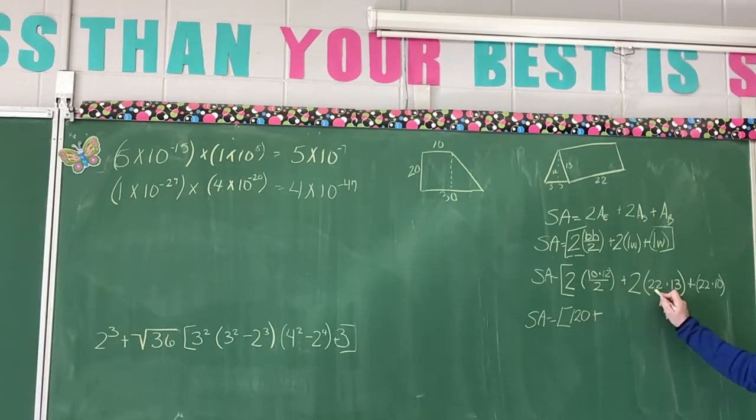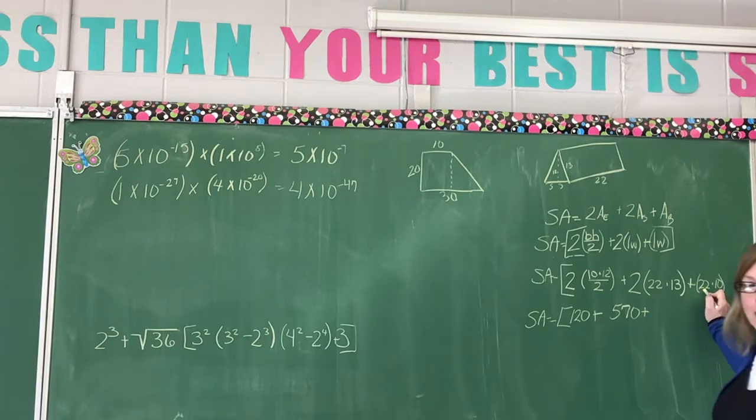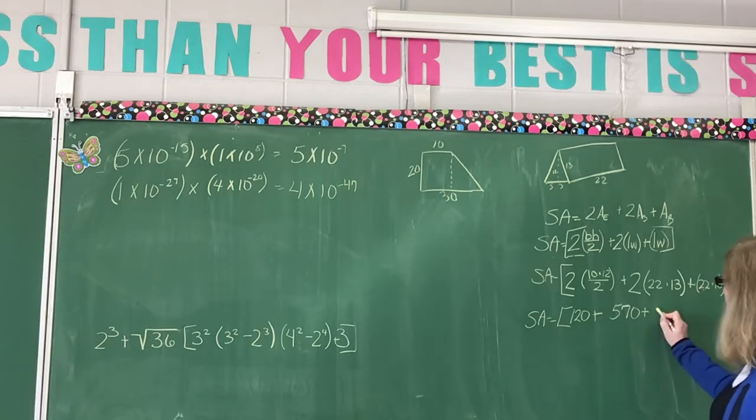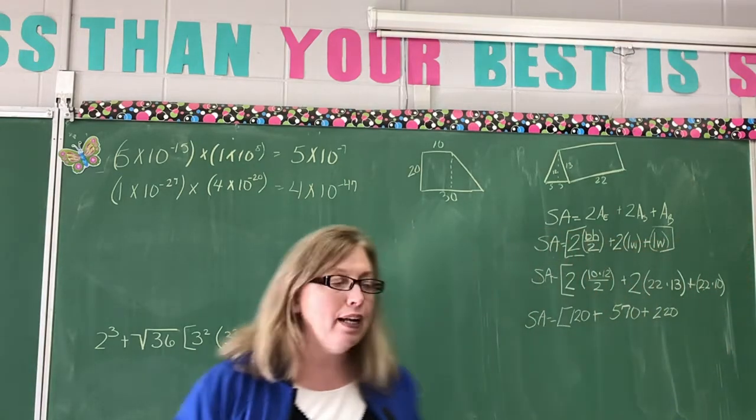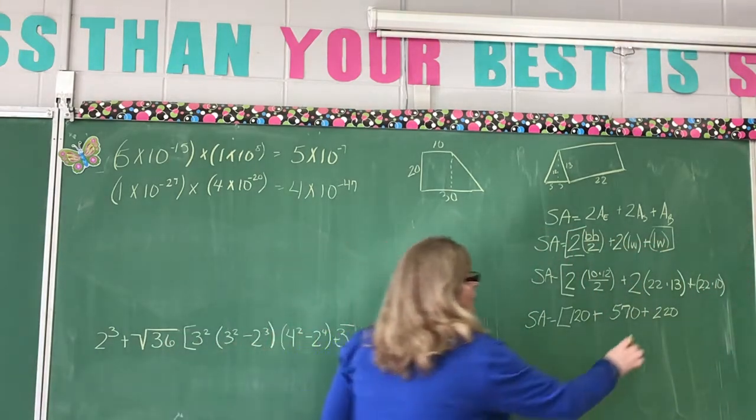We're going to say 22 times 13 is 500. And then we're going to multiply that by 2 and get 570. Plus, we're going to come over to the end and say 22 times 10, and we're going to get 220. Now, all we're going to do at this point is add them all together.